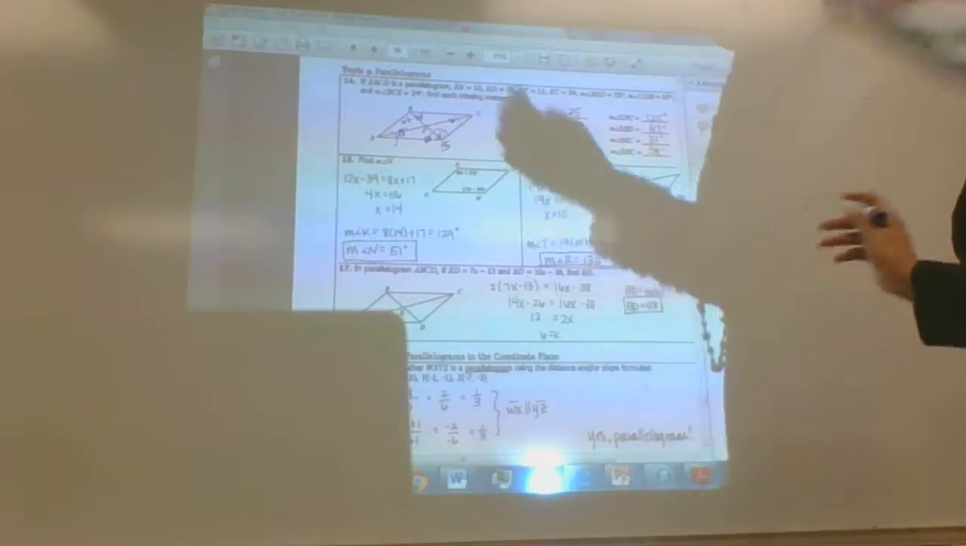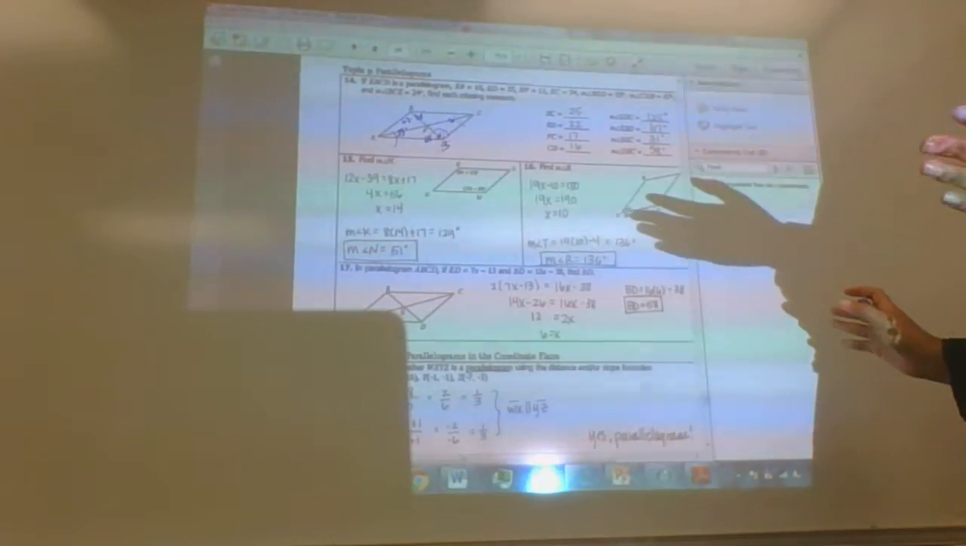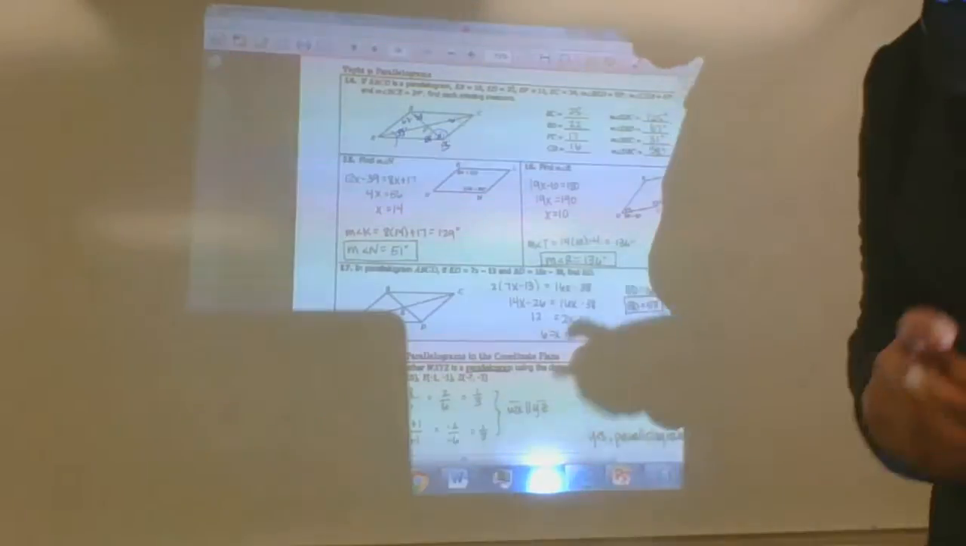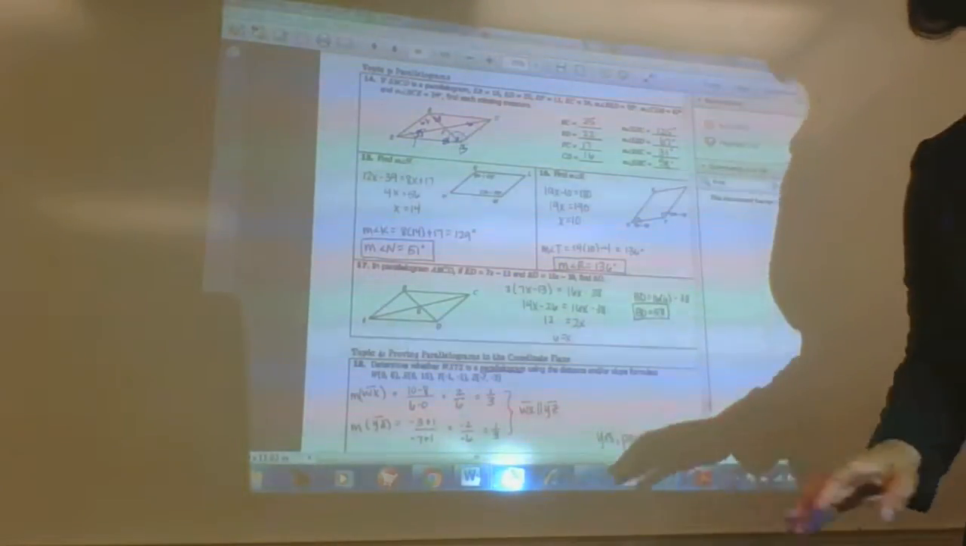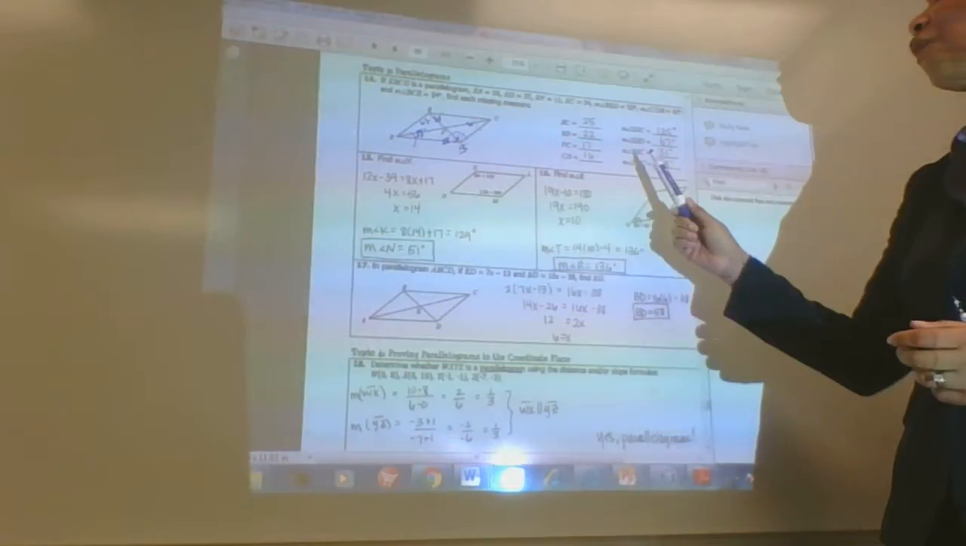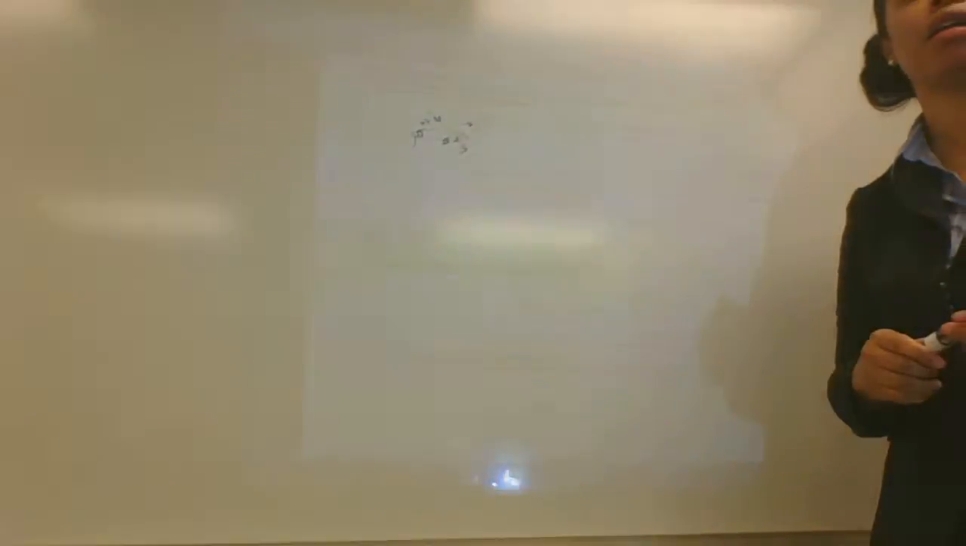Okay, you got it? Questions on this? Any questions? How do you find BEC? Who wants to tell me? The sides? Okay.